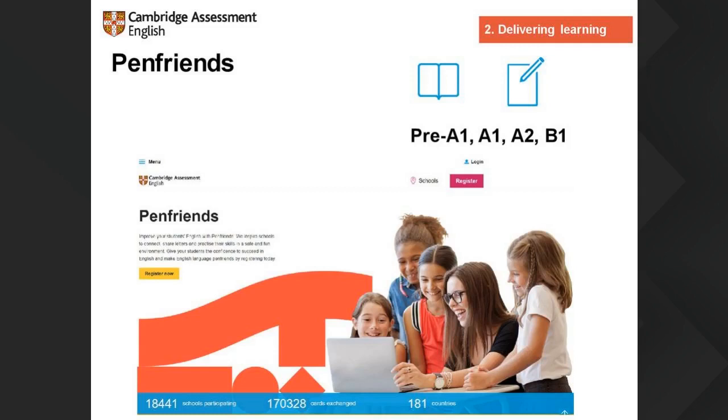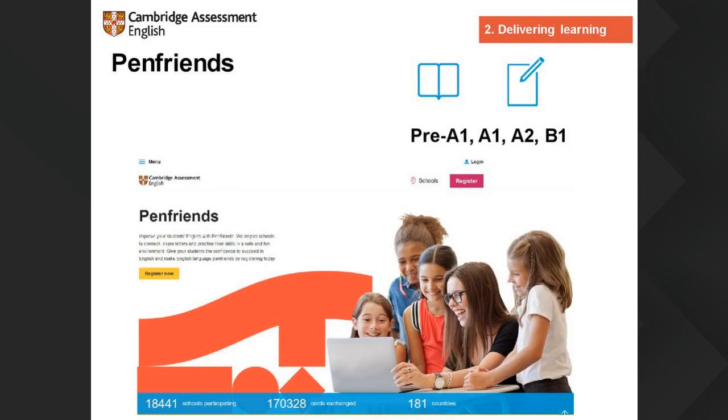But Pen Friends is a wonderful platform, which essentially does what you imagine it would do, and uses technology to carry on doing what we've been doing for a long time anyway. How does it work, Victoria?